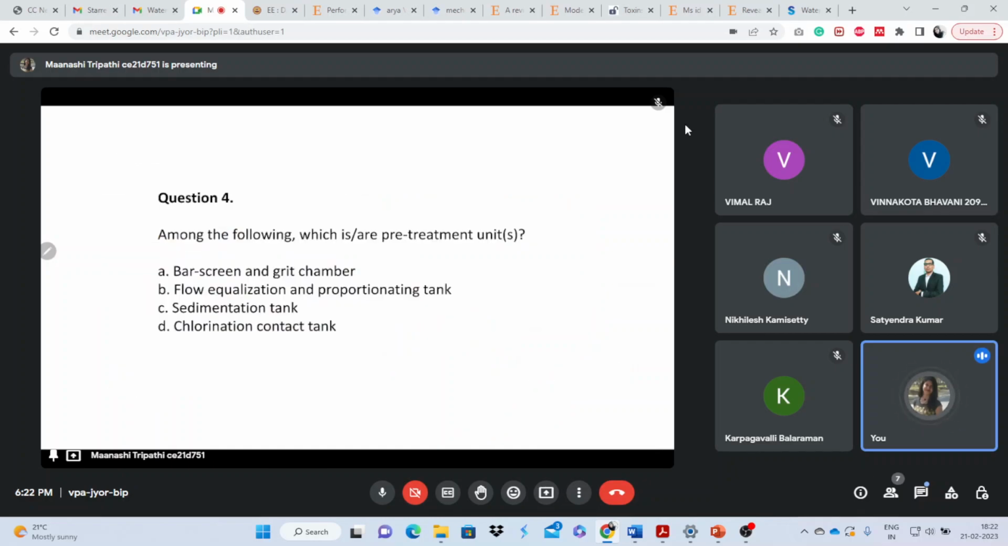So this is question number 4. Among the following, which is or are pre-treatment units? So it can have multiple answers also. So please try to answer this question. We are talking about pre-treatment units. We have discussed something like that in the previous questions. So please answer this question.